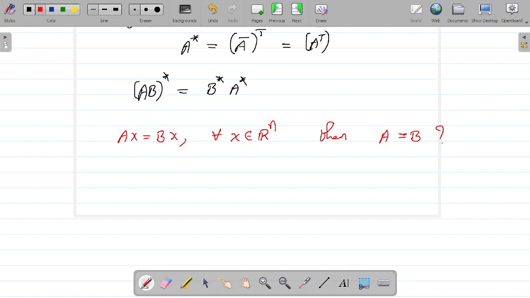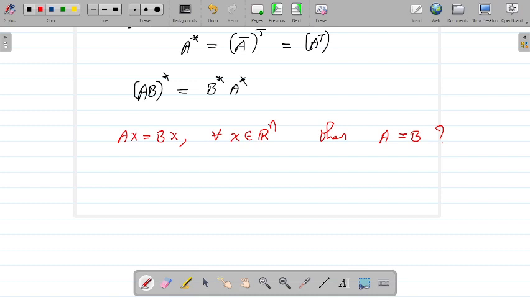Okay, let us try to investigate. We are saying this X is a column vector, and let's assume that A and B are matrices of the same size. Definitely A must be a matrix of size m by n, because X is from R^n, and similarly B is a matrix of size m by n. Now here, if you want to show A equal to B, you need to show that the first element of A is the same as the first element of B, and similarly for all elements.